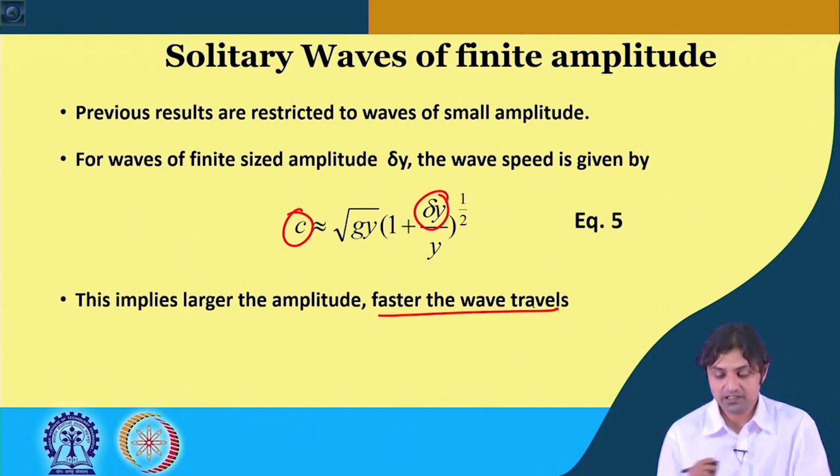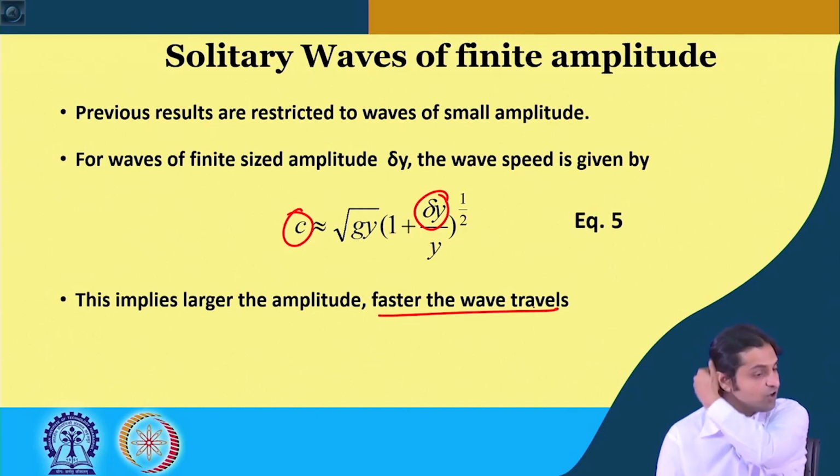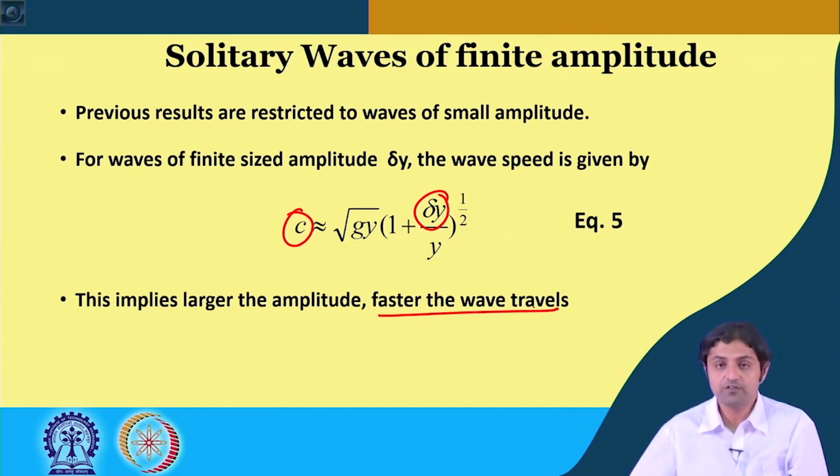Okay. So, earlier we found out that for all small amplitudes, the wave speed was not dependent upon the amplitude of the wave. But for finite sized amplitude of solitary waves, the waves which have larger amplitude will travel faster.